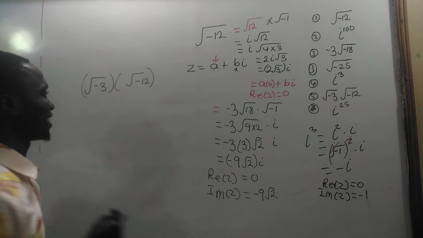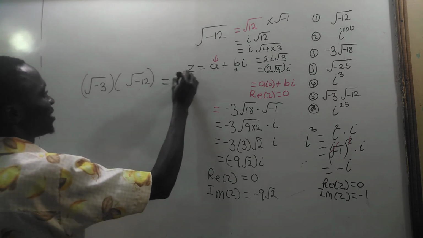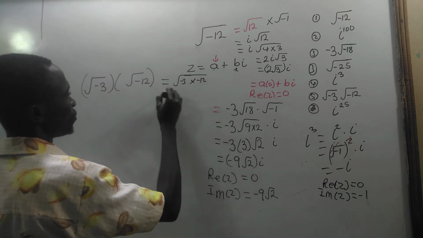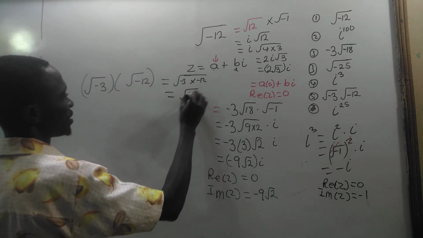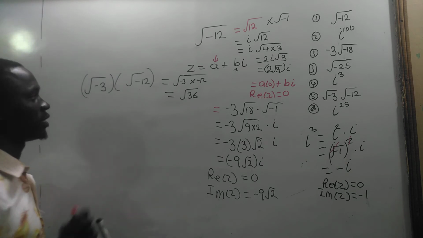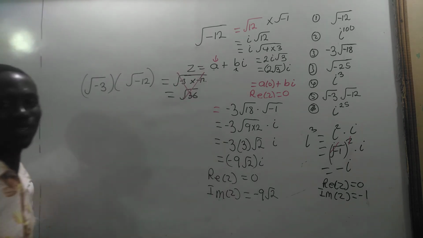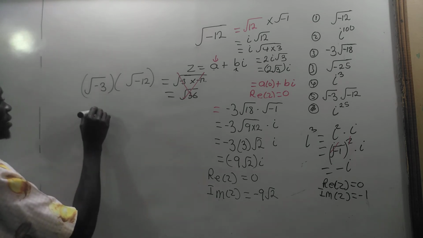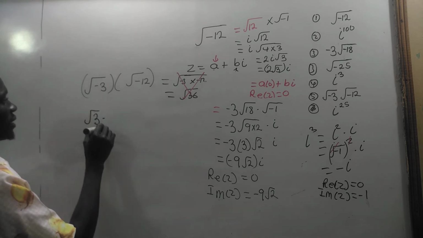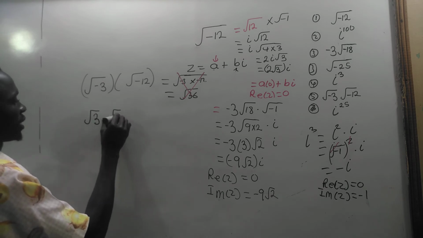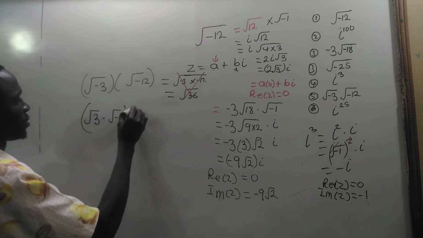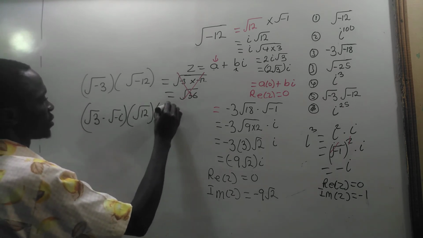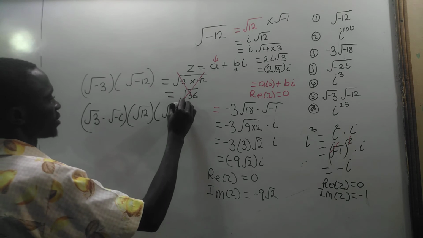Now, don't think you are going to do it as a square root of minus 3 times minus 12, which will give us square root of 36. Please, if you go this way, you are not there. Let's see how we do it. This is the same as square root of 3 times square root of negative 1 times square root of 12 times square root of negative 1.